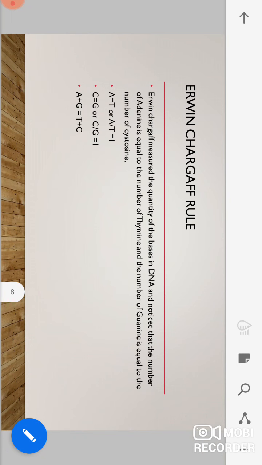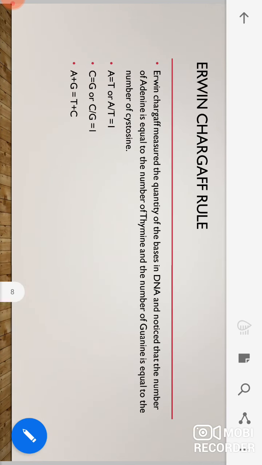Chargaff's rule. Actually, this is a very important rule, and it is related to the DNA. If we know this rule, we'll be able to know the structure also. Chargaff measured the quantity of bases in DNA and noticed that the number of adenine, that is A, is equal to the number of thymine, that is T, and the number of guanine, G, is equal to the number of cytosine, that is C.